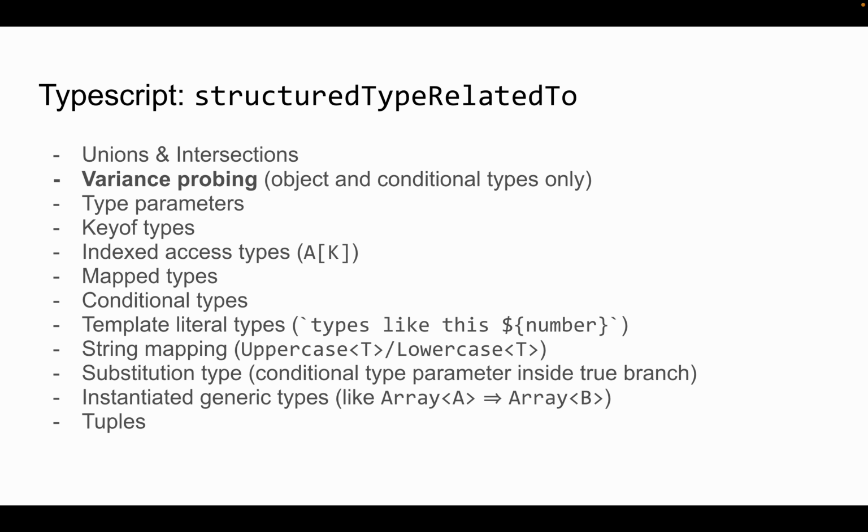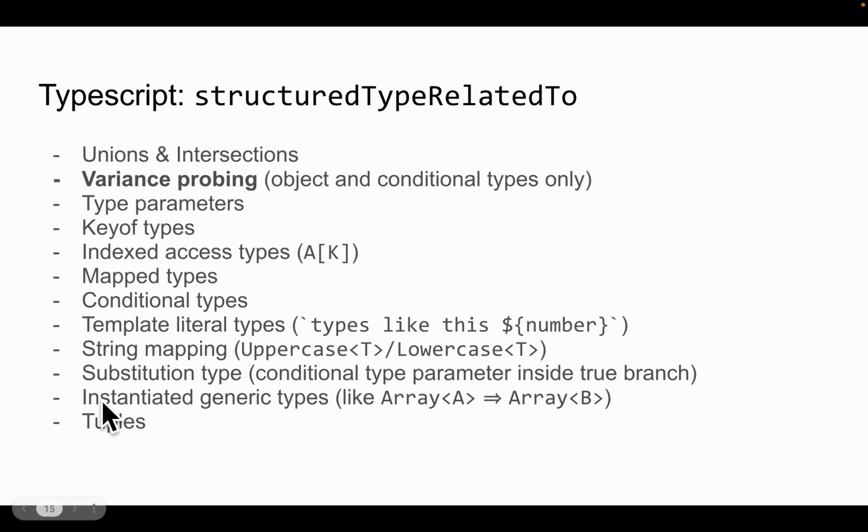So structured type related to is a big bag of code that checks all of these structured types that are left of TypeScript, which is sort of just most of them actually. You have unions and intersections, you have some variance probing for later for objects and conditional types. You check type parameters, you check keyof types, you check indexed access types, you check mapped types, you check conditional types, you check template literal types. Those are the ones that have backticks and dollar signs. You check string mappings, where you can uppercase a string type and so on. You check substitution types, which have special rules, even though they're just type parameters that happen to be inside the true branch of a conditional. Under certain conditions, it gets complicated.